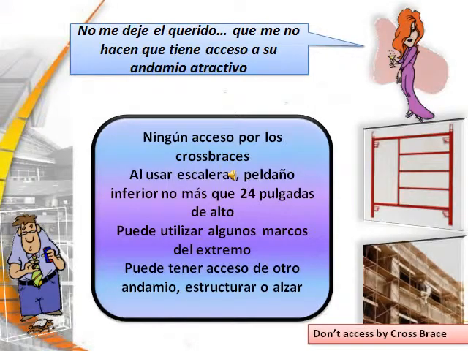Scaffold forbidden items. No access to the scaffolds by using the cross braces. When using ladders, the bottom rung should be no more than 24 inches high. You can use some end frames, and you can access the scaffold from another scaffold, structure, or hoist.